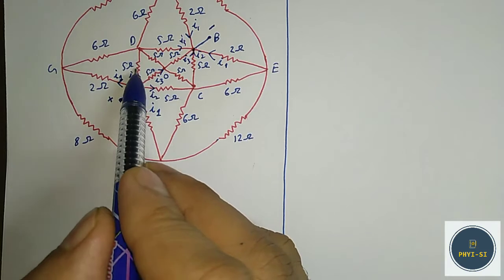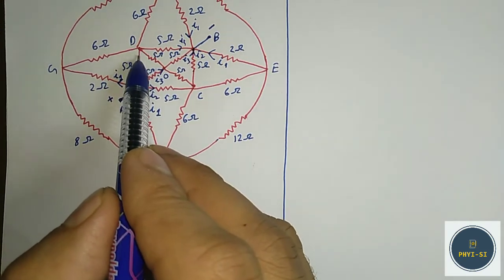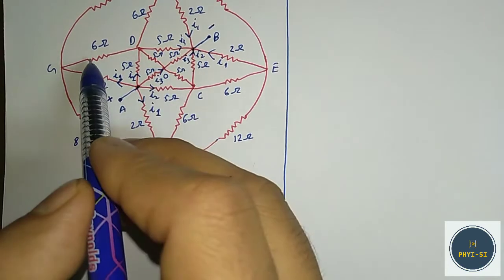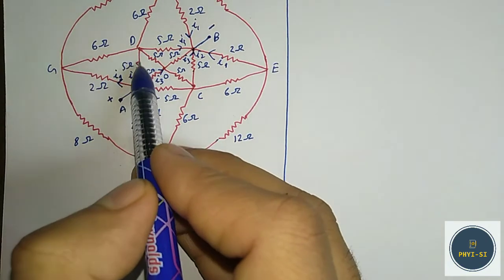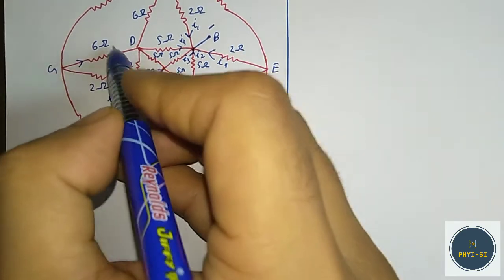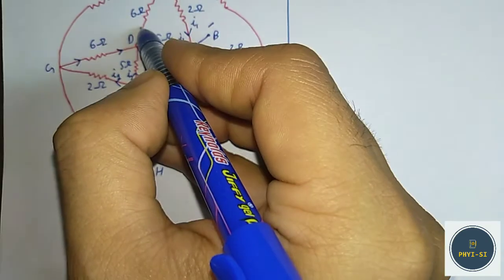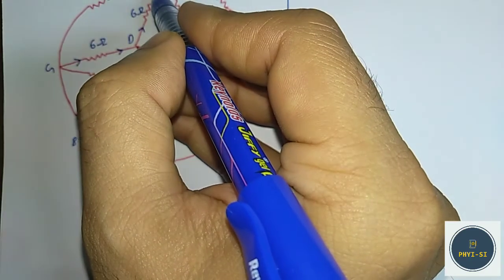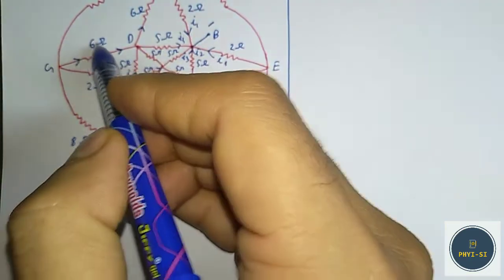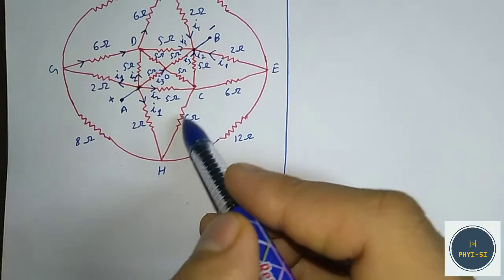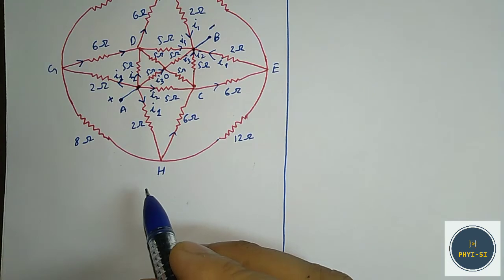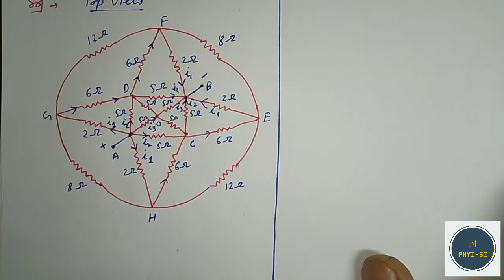So you can see I2 current is going through this 5 ohm resistor and I2 current through this other 5 ohm resistor. So no current is going from here to here. It means the current in this 6 ohm resistor shall also be equal to the current in this 6 ohm resistor. So these two 6 ohm resistors and also these two 6 ohm resistors are in series.